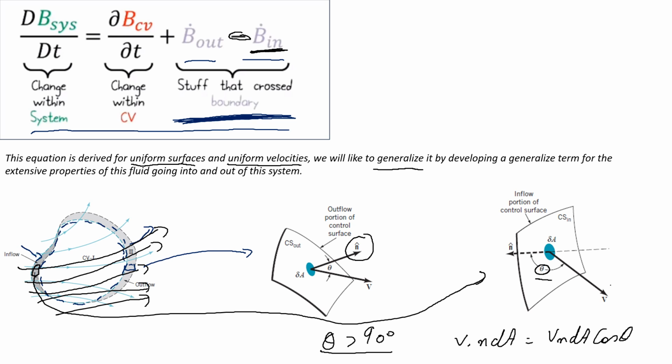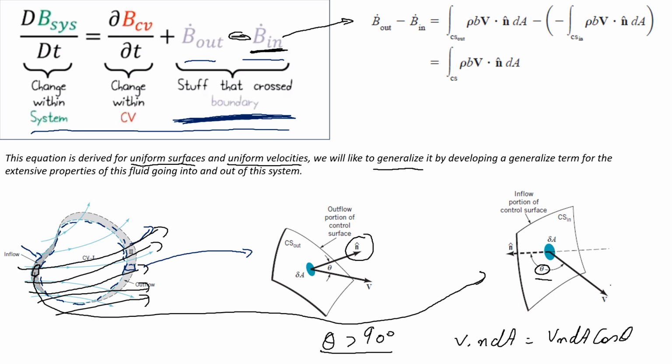So this will represent our portion of a fluid that is going into the control volume. If I'm going to write an equation for this, that is B out minus B in, so I can write it like this: B out minus B in is equal to the control surface out. This is how I'm going to represent it. That is the extensive properties of the fluid going out of the system, minus the extensive properties of the fluid going into the system.